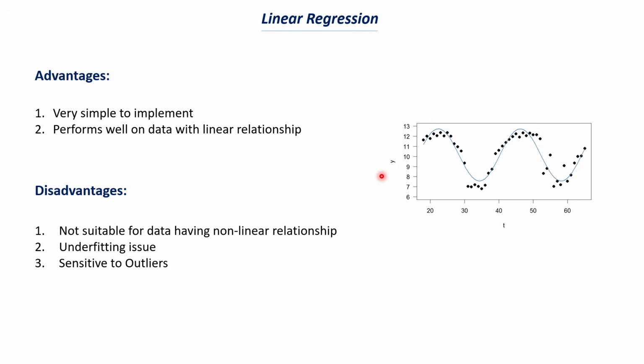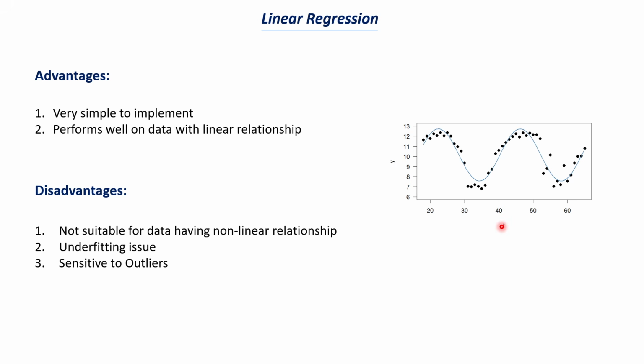We know that linear regression is a very simple model and it is used for regression problems. The advantage of linear regression is that it is very simple to implement, and the main advantage is that it performs well on data with a linear relationship. A linear relationship means that if the x value increases, the y value also increases, and if the x value decreases, the y value also decreases. So there is only a linear relationship between them.